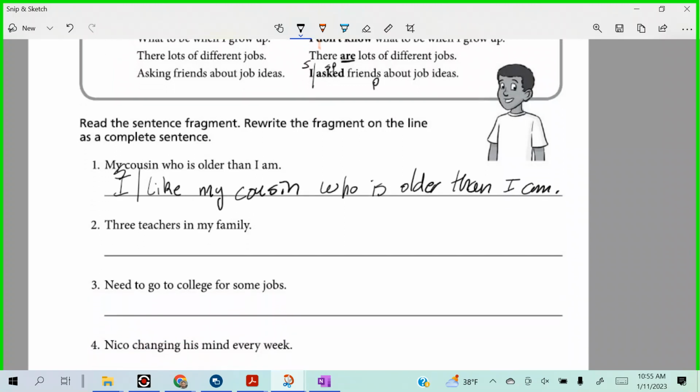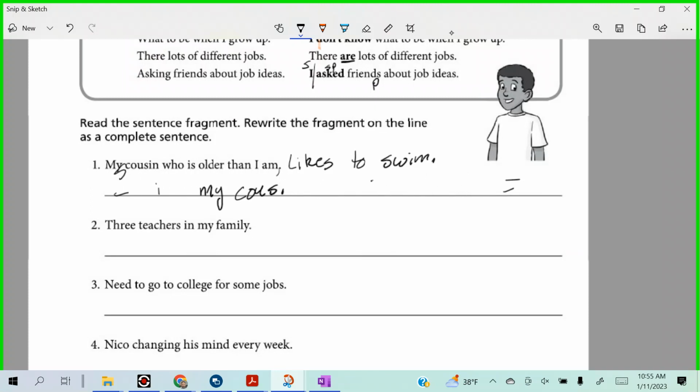We could treat it like a dependent clause. My cousin, who is older than I am, comma, likes to swim. Period. Now, if we do it like that, where's the subject and predicate? This is a little trickier. Ready? I'm going to erase what I just put. Take a look, you guys. My cousin, comma, who is older than I am, comma, likes to swim.